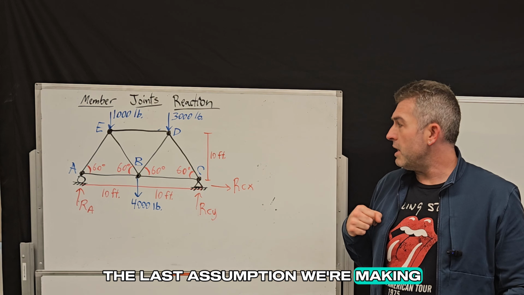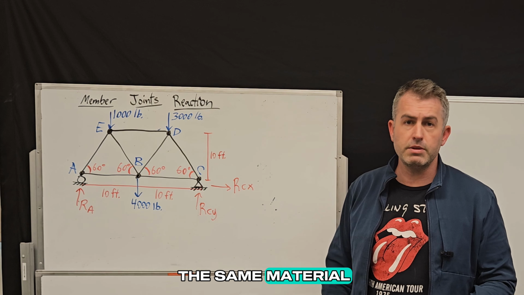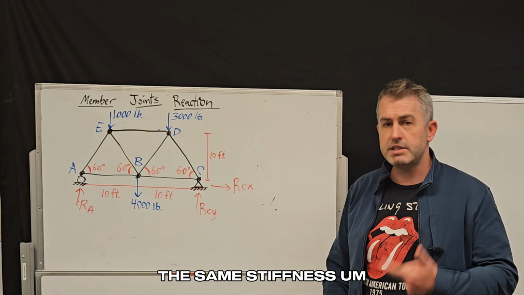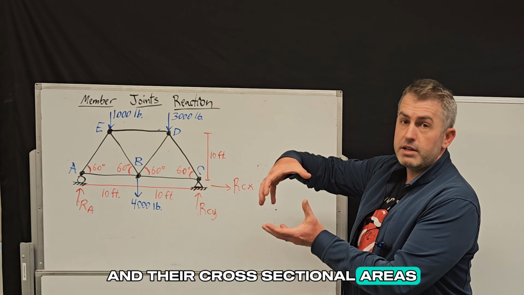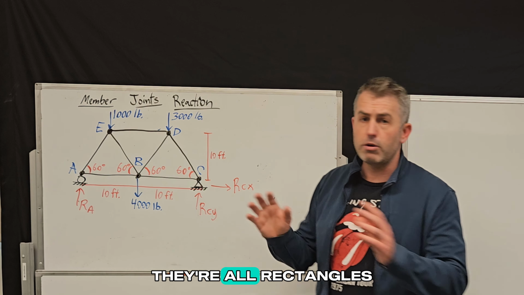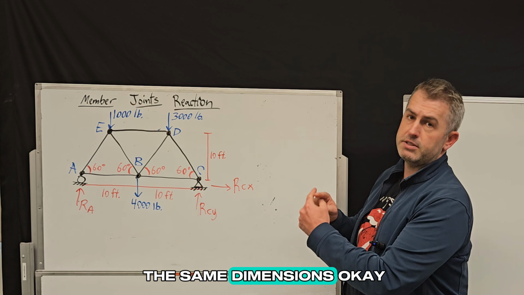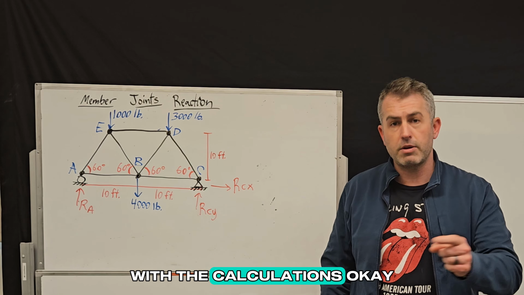The last assumption we're making is that all of these members are made of exactly the same material with the same characteristics, the same stiffness, everything's the same about them, and their cross-sectional areas and their shapes are all the same. So if these are rectangular members, they're all rectangles and they all have the same dimensions, okay? So those are our assumptions, and now we're ready to get started with the calculations.